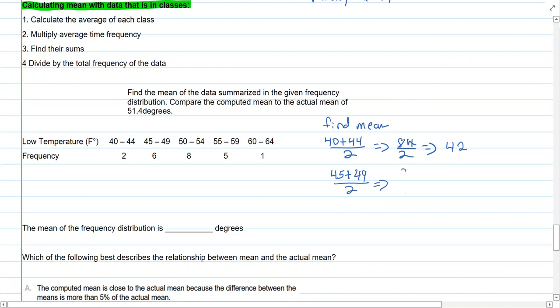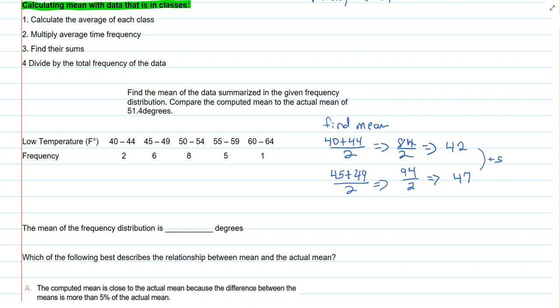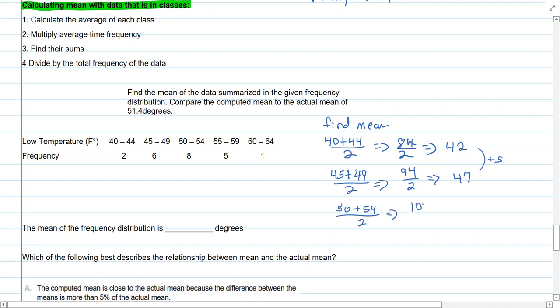And that looks like 94, doesn't it? I get 47. Now we see the change here as a plus 5 because the size of each class is 5. But we want to do the math so that you can see what's going on. 50 plus the 54 divided by 2, 104 divided by 2, 52. Well, if I add 5, I get that one.